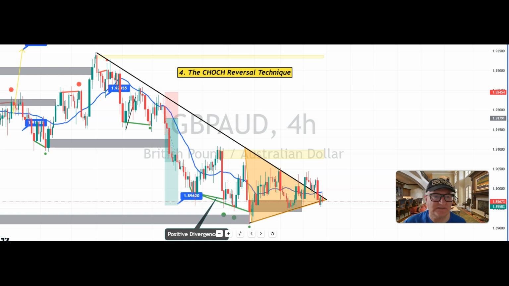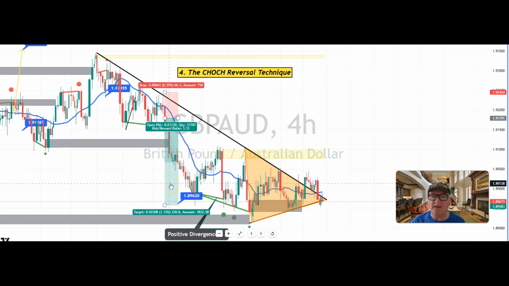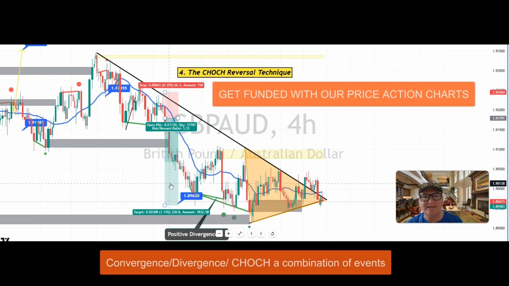So in the previous technique, we talked about the price action below the blue line and heading down. Now we're talking about the 4th technique, which is called the CHoCH reversal technique, change of character. In other words, the price has gone down and it needs to pull back up in this instance, and of course it's the reverse for a sell if the price has gone too far. But how do we use this technique to actually decipher when it's going to move? We use convergence, divergence, change of character in this instance.